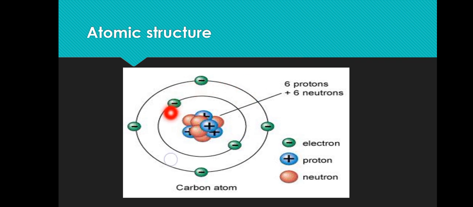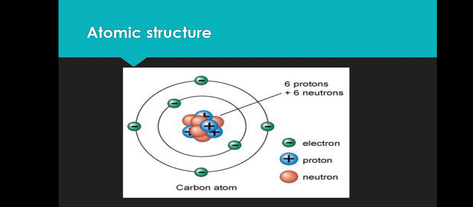And in green you can see there are the negatively charged particles that are revolving in specific energy levels, or you can call it specific orbits. And these negatively charged particles are called the electrons.